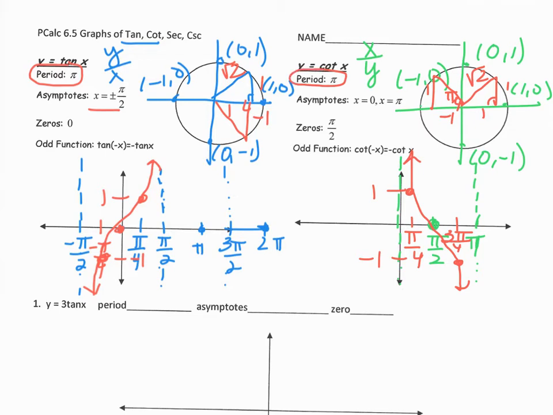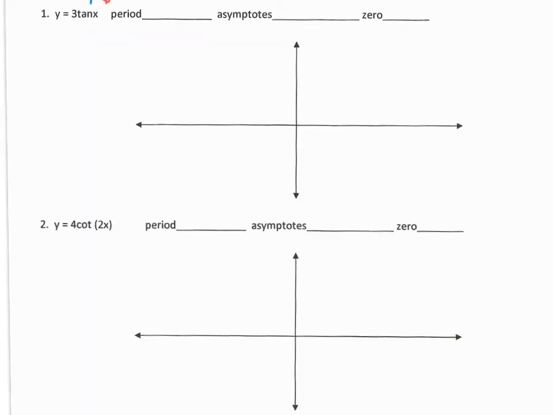Asymptotes are 0 and pi, and it has a 0 right down the middle. Now, it is also an odd function, so if you rotated that about the origin, you'd get the same shape. Now, I want you guys to try number 1, because it's a little bit easier than number 2.